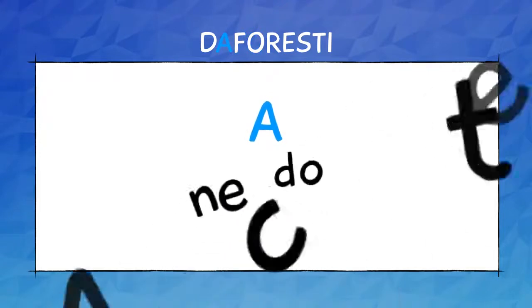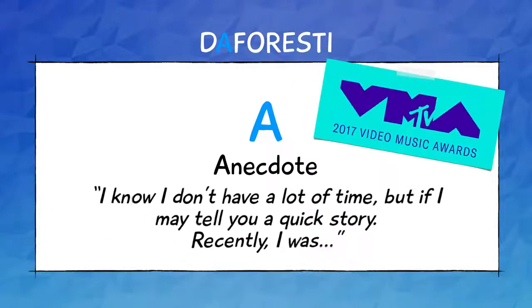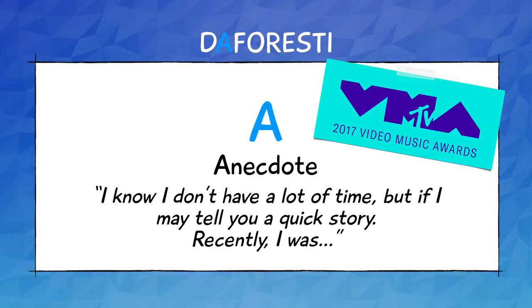The A stands for anecdote. An anecdote is a personal story or experience that can be used to help illustrate your point. The artist Pink used an anecdote in her VMA acceptance speech in 2017 to help convey her views on self-image and conformity. She told a touching story about an experience and a conversation that she'd had with her 6-year-old daughter.